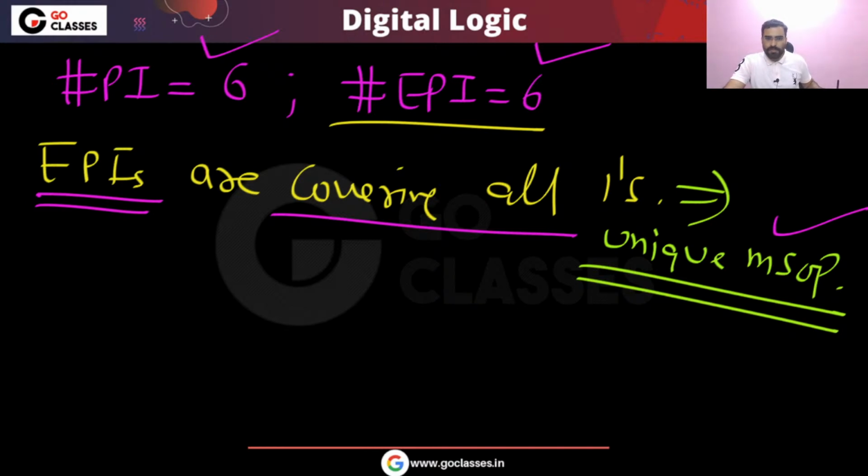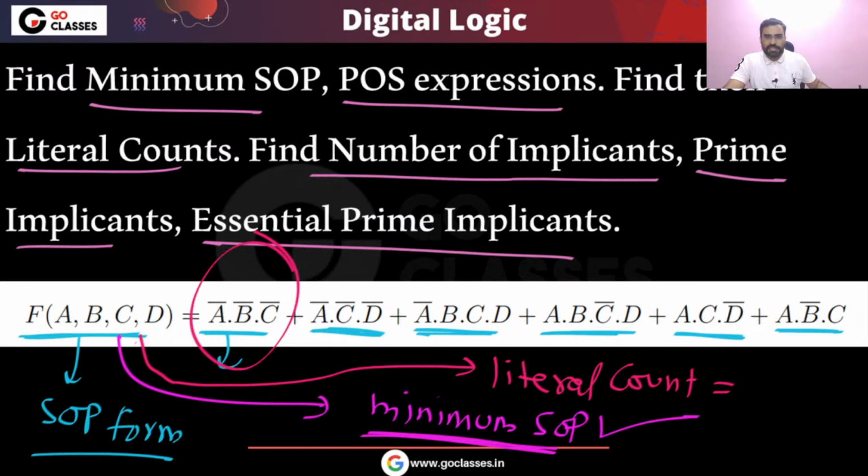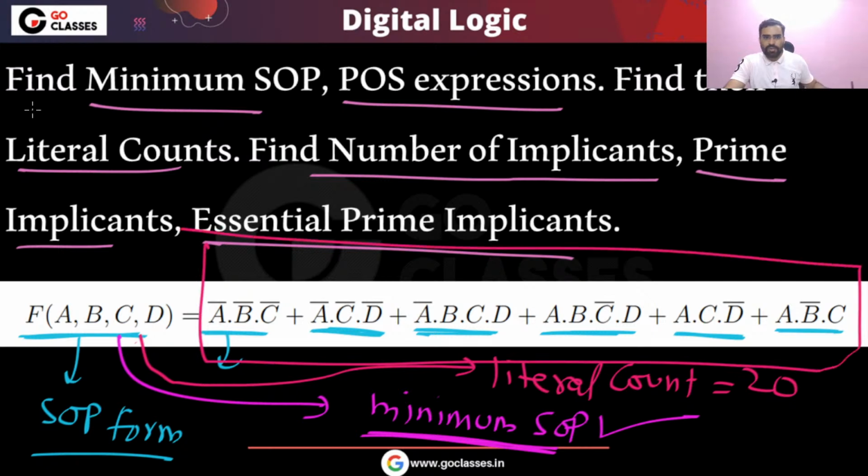Now let's find out what is the literal count here in this expression. How many literals do we have? Number of literals. What is the literal count? Literal count is 3 plus 3 is 6, 6 plus 4 is 10, 10 plus 4 is 14, 14 plus 6 is 20. So the literal count is 20. In this expression the literal count is 20.